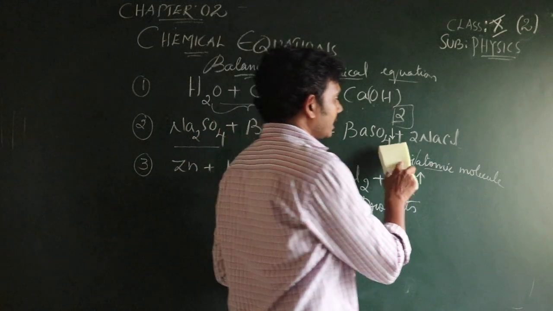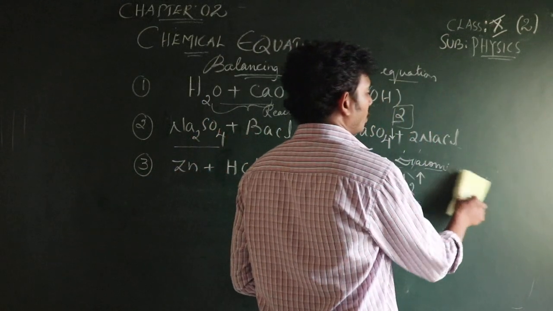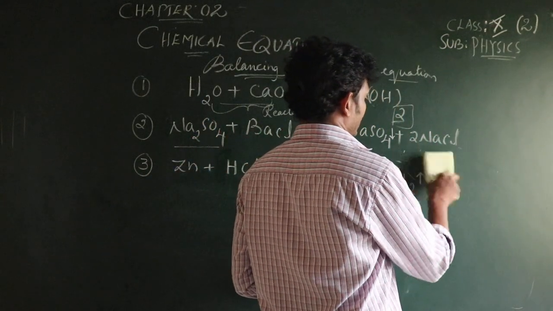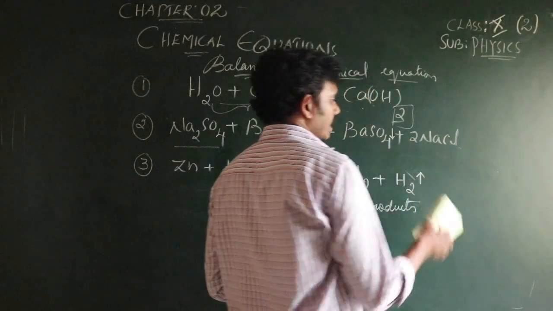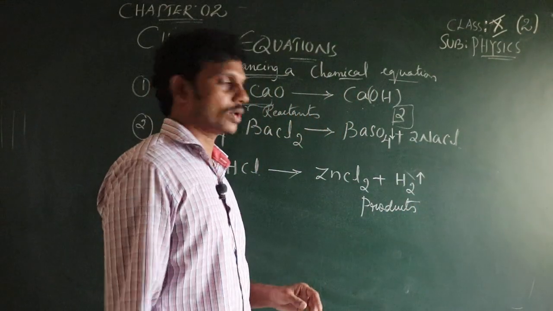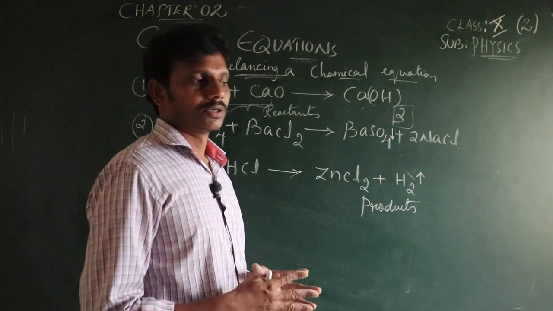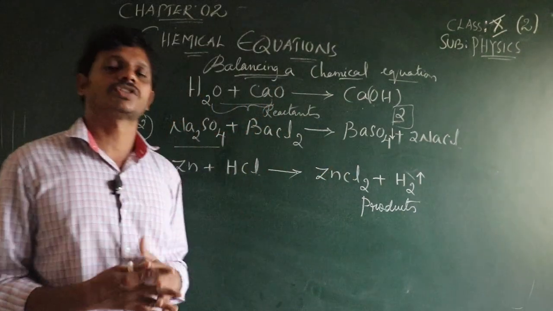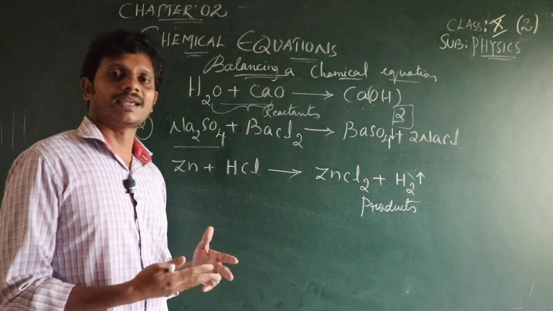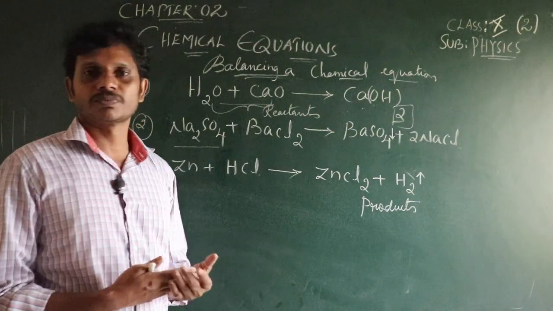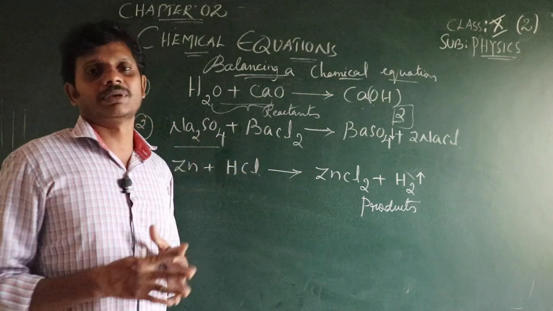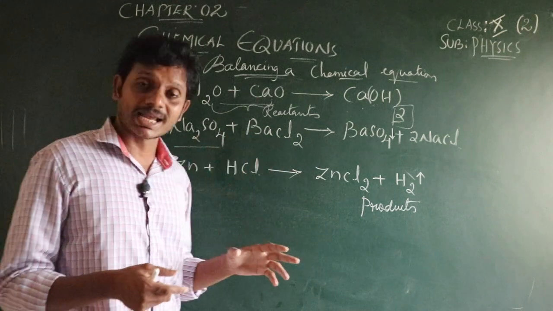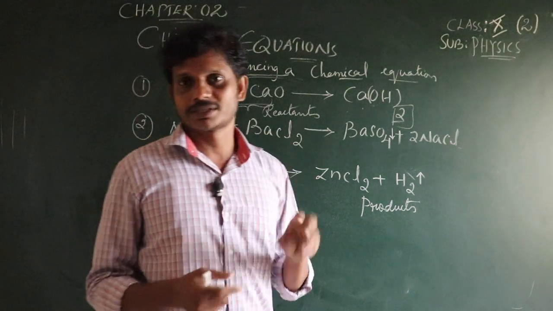And do you know how many elements are there? 118 elements are known to us till today. So still they are finding many. So new ones are there. They are still to be given names, and they are working on those elements still. Many of the scientists are working on those elements.